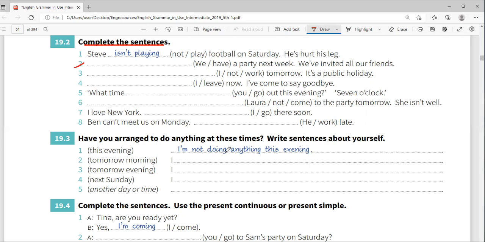Faria, is it Faria? Yes, Faria. What time you going out this evening? Again, what time are you going out? Question: what time are you going? What time are you going out this evening? Yes, 7 o'clock. 6. Let's go back to Shamsa.